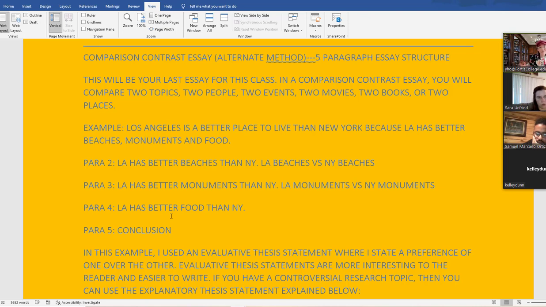So we don't want to write a straight comparison. We want to write which one is our preference. Especially if you have simple subjects like that, then we don't do the straight comparison. We only do the straight comparison if you have two very complicated subjects, like COVID-19 is worse than the average flu. Then you have two complicated subjects.